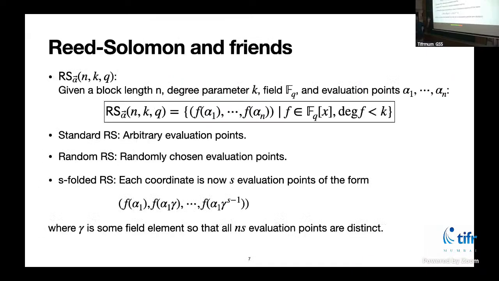Good. So random Reed-Solomon is when these evaluation points are chosen randomly from the field. And folded Reed-Solomon is where, since it's an additive code, in each coordinate I can put a few evaluations. So instead of putting just one evaluation, where each coordinate was f of alpha i, now it's f of alpha, f of alpha gamma, f of alpha gamma squared, and so on. It's not immediately clear why this is helpful, but we'll talk about it.